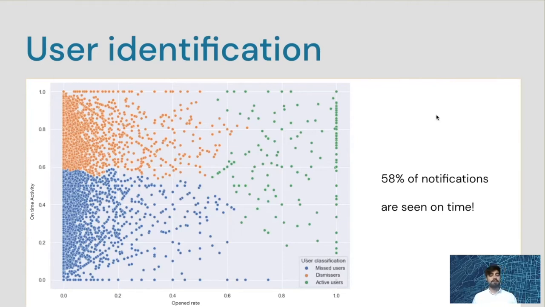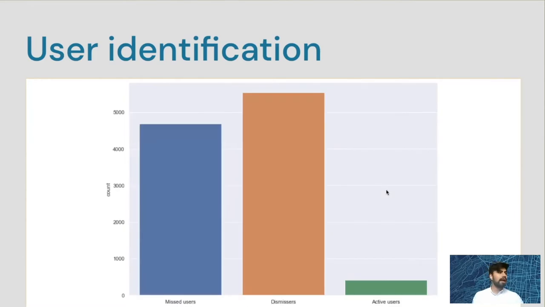Then we have the dismissers, people that are just dismissing the whole time. And then we have a small amount of active users. But this is really important: from these, 58% of notifications are seen on time. That was one of the things that we thought was way, way less. Now, so we can have a closer look at the users, you can see that missers are around 4,800, dismissers are 5,500, and active users are around 490.